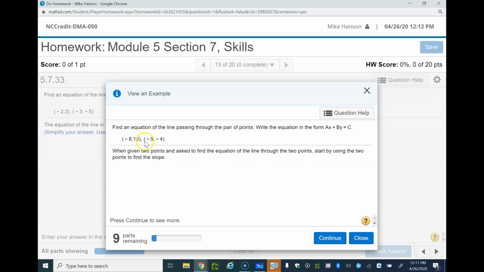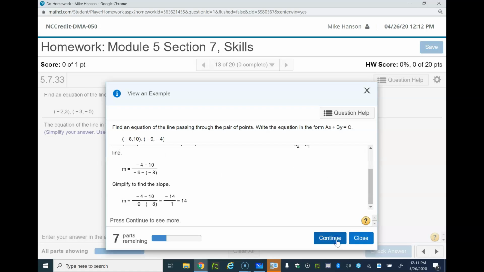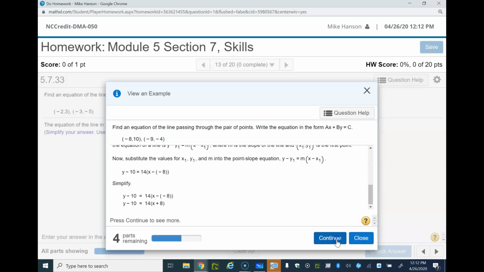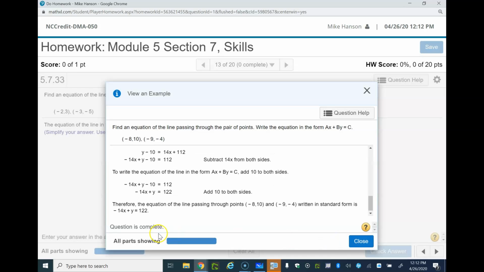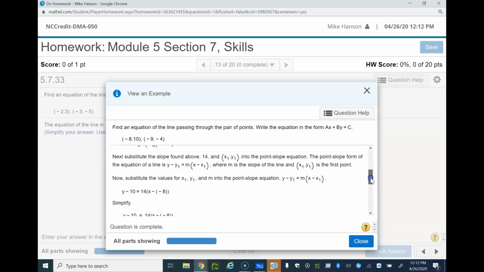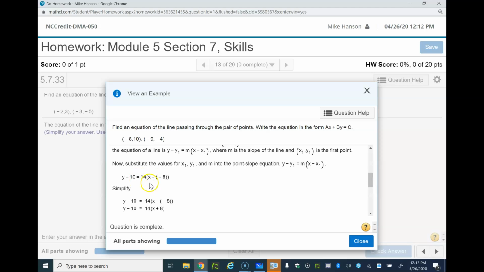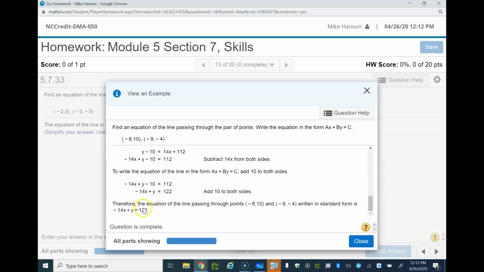So these were the two ordered pairs I got it from. We do all the math, and we get negative 14x plus y is equal to 122. And notice they used the point slope formula. So they plugged it into a point slope formula and did the exact same thing, and see how we both got to the same exact answer. So whatever makes more sense to you, go ahead and pull that out and use that.